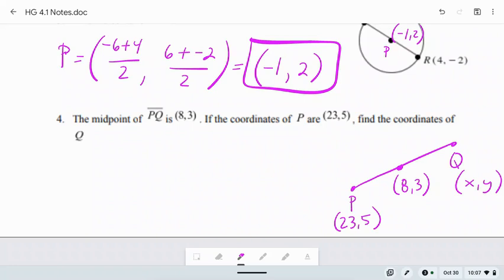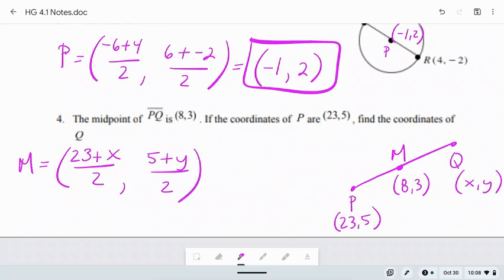So we're still going to use the midpoint formula, but we're going to set it up. It's going to look a little different. To find the coordinate of Q, let's just label the midpoint as point M. So I know to find point M, I had to do the x's added together. So 23 plus whatever the x coordinate is of Q divided by 2. And then to find the y coordinate, I would have to add the y's together. So 5 plus whatever the y coordinate is of Q divided by 2. And I know that that coordinate is going to simplify to 8, 3.